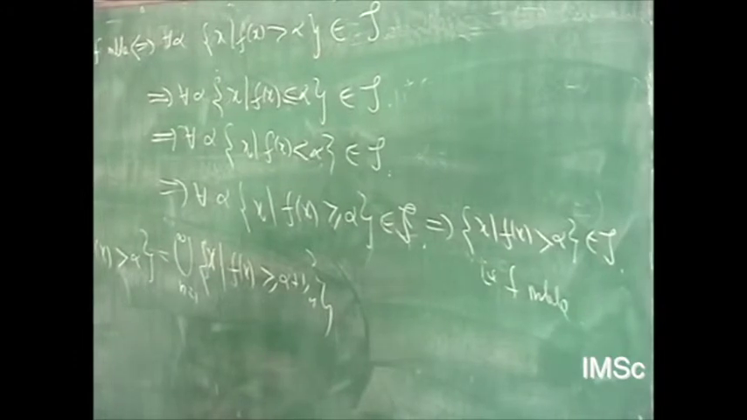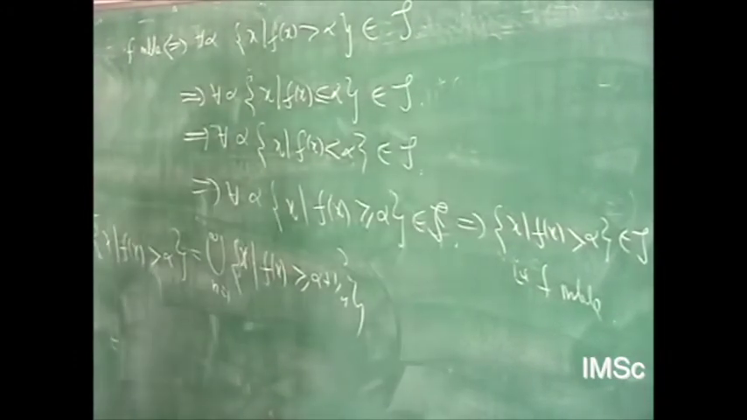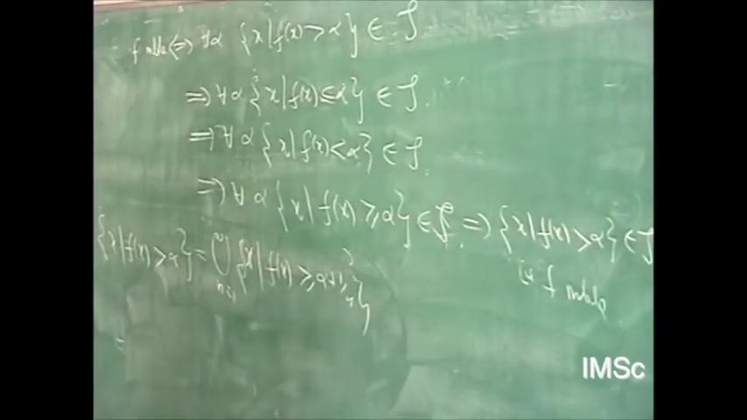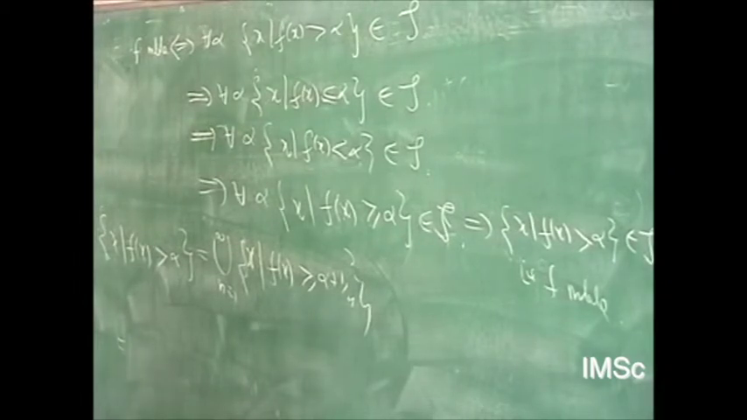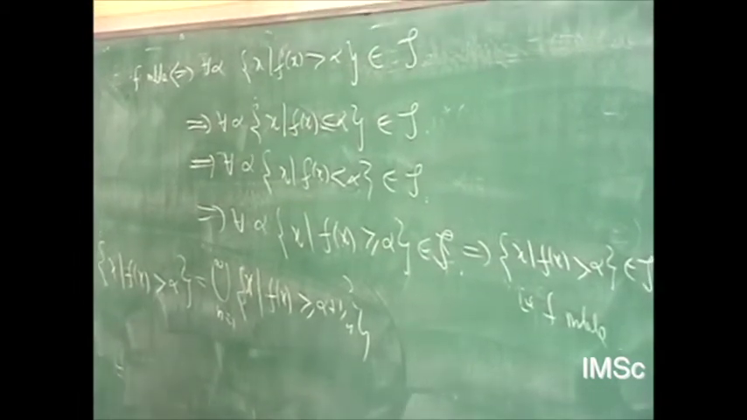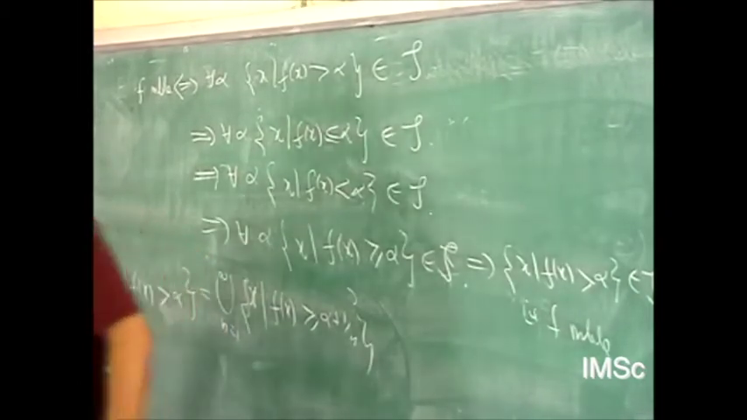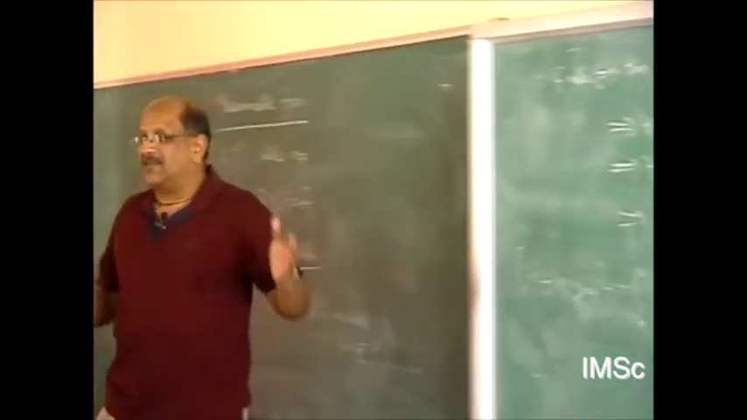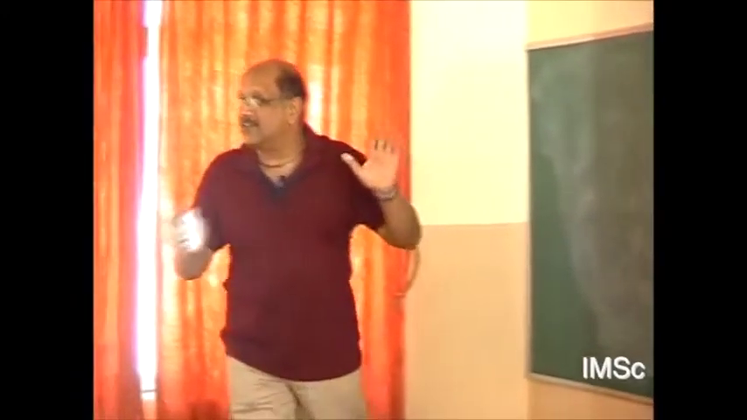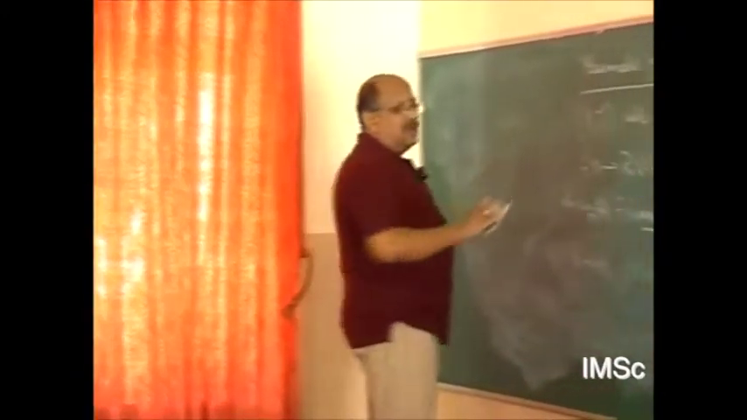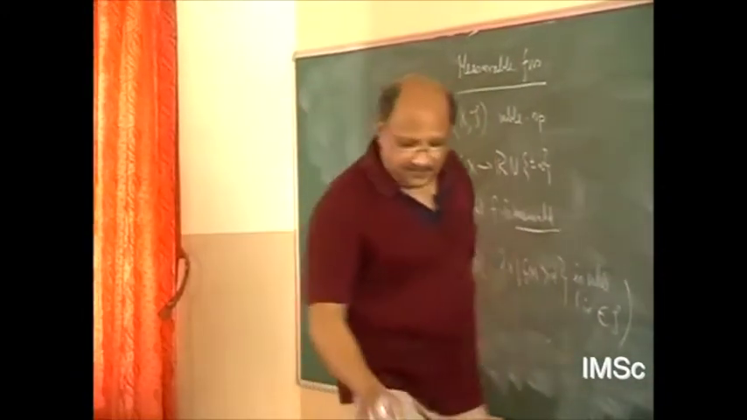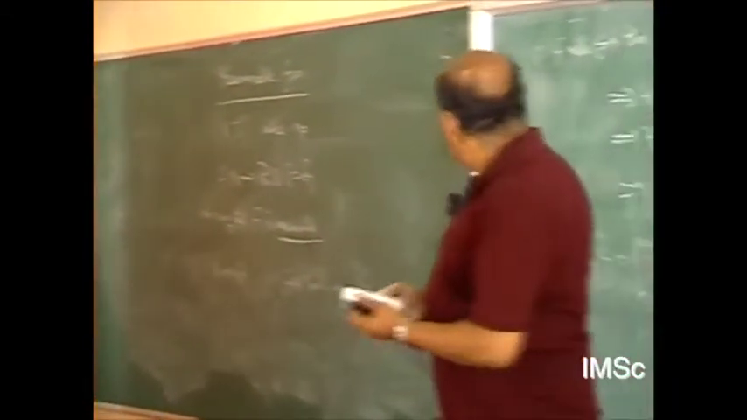Then of course you can prove all the usual theorems. Sum of measurable functions is measurable, product of measurable functions is measurable, and so on. Okay. Analysis means we are going to take limits, convergence, and so on. So now, before I proceed, I want to make one remark.